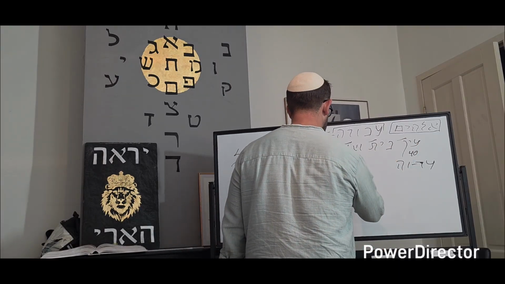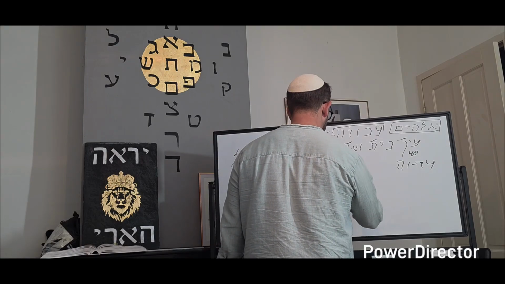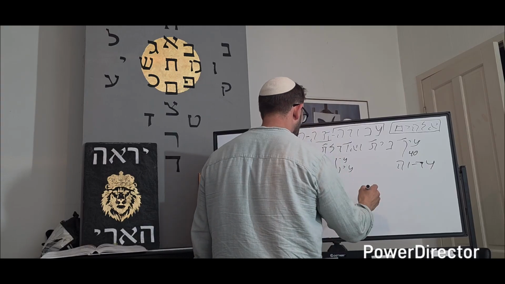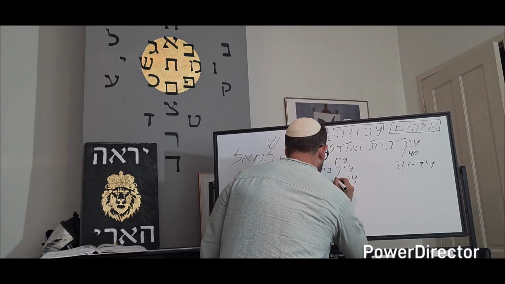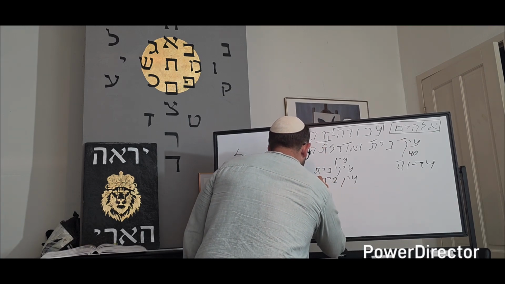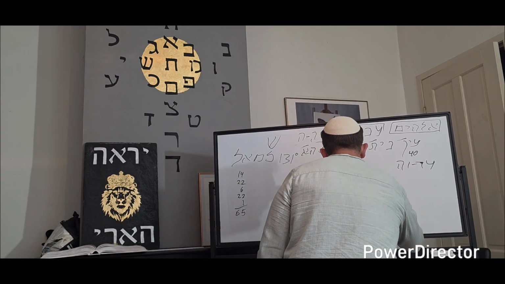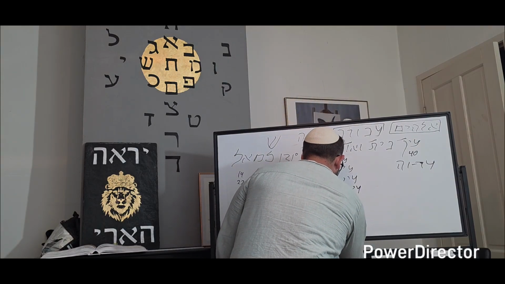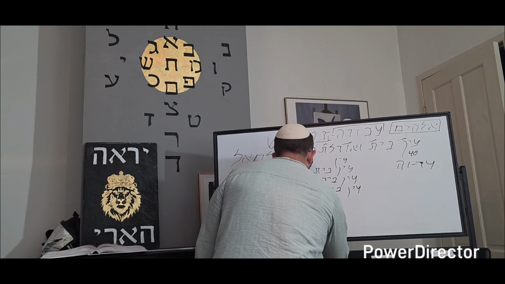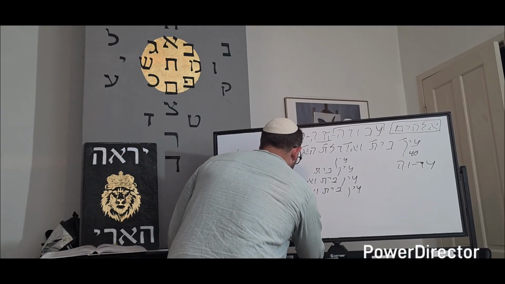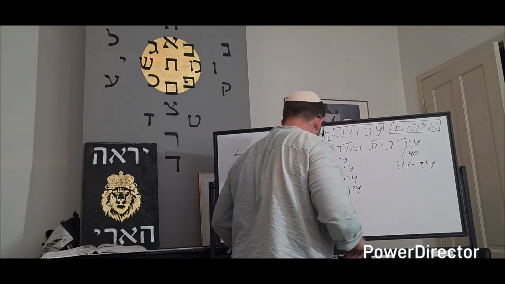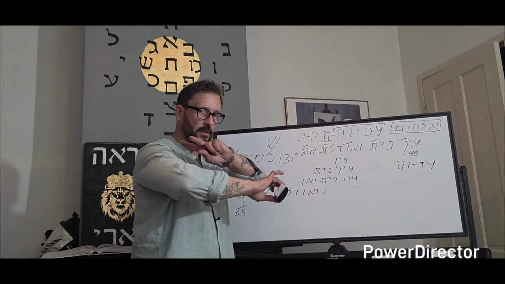So that would be Ayin, Beit, Vav, Ayin Beit, Vav, Dalet. Ayin Beit Vav Dalet. Right. I'm not doing this. Cut.